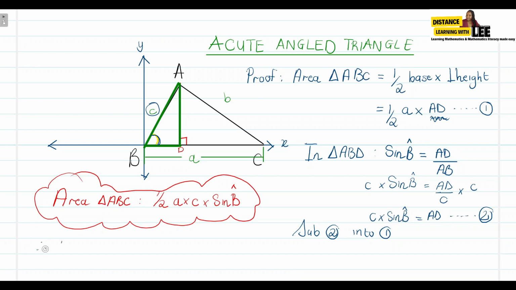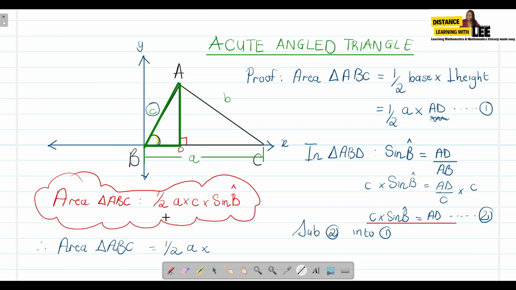Therefore, the area of triangle ABC is equal to half, your A, multiplied by AD. We've already found out what your AD is, so all we need to do is substitute that AD into our equation, which is C sine of B. And from here, what do we see, guys? We have proven our area rule.